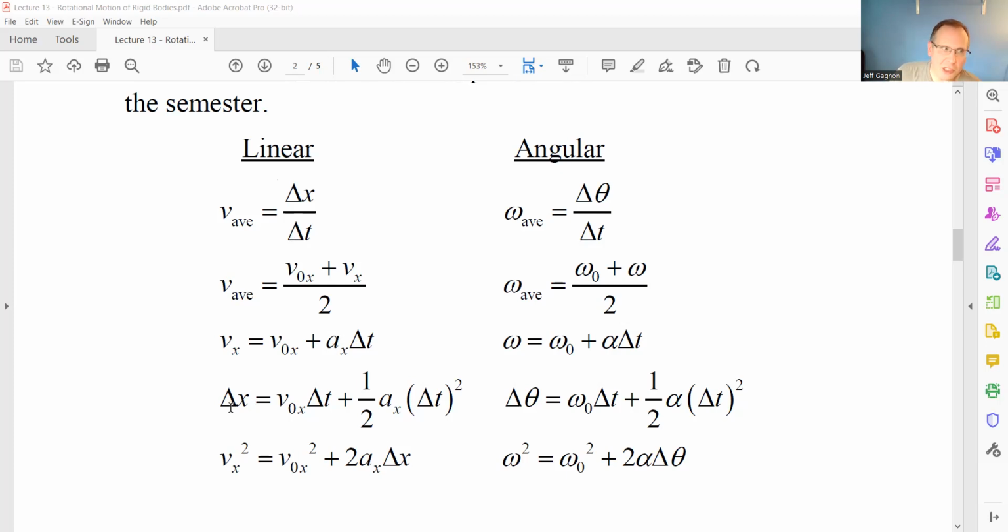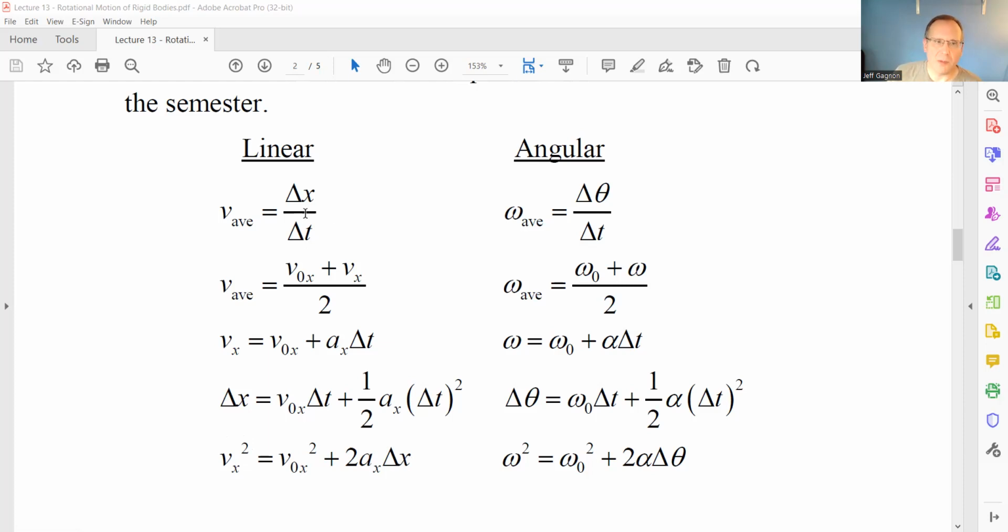Another one was that the change in position, the displacement in the x direction, is equal to the initial velocity in x times delta t plus 1/2 ax delta t squared. We derived that earlier in the class. And then we had this other equation that doesn't involve time. The final velocity squared is equal to the initial velocity squared plus 2a, acceleration, times the displacement delta x. So we just said, well, the angular situation is analogous to this.